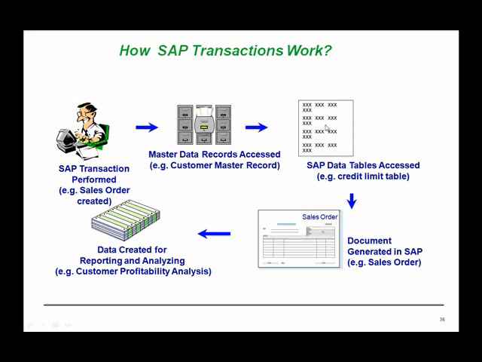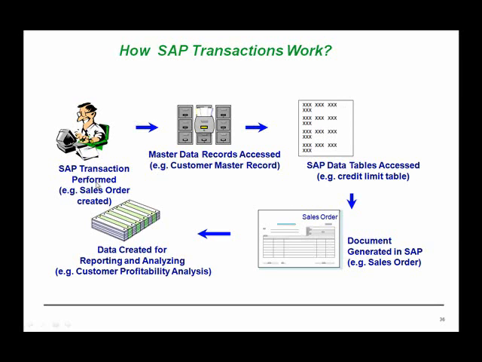SAP automatically goes behind the scenes to look at the credit limits. This is configuration, credit limits for the customers, and it confirms that this customer has credit. So the sales order gets created, a document is generated, and a unique ID is created. It will record its time of creation. It will also record the user ID that created the sales order, and that sales order will be used for reporting and analysis.